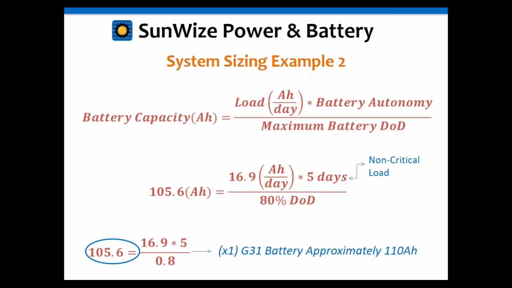Battery calculations, again, fairly straightforward. The 16.9 amp hours a day times 5 days, again, because it's not critical. Divide that by the 80% depth of discharge, and you're going to get 105.6 amp hours. And generally, that's going to probably just be one Group 30 battery. Group 30 batteries are usually somewhere around 108 to 110 amp hours. So that would be appropriate for that.